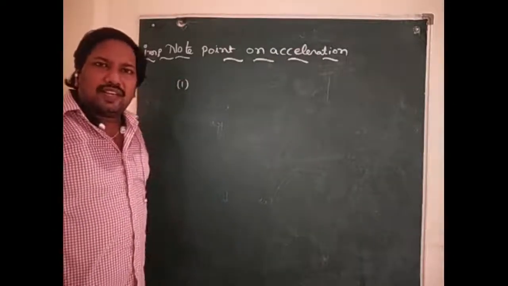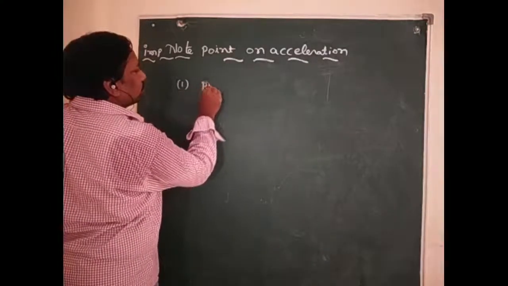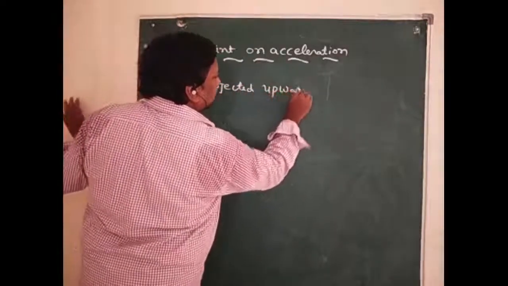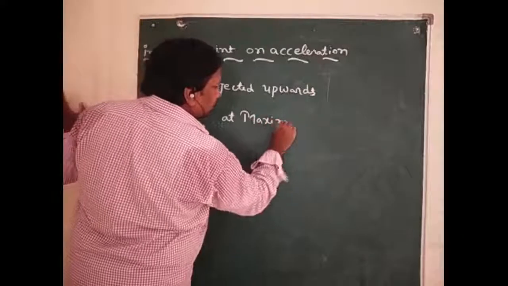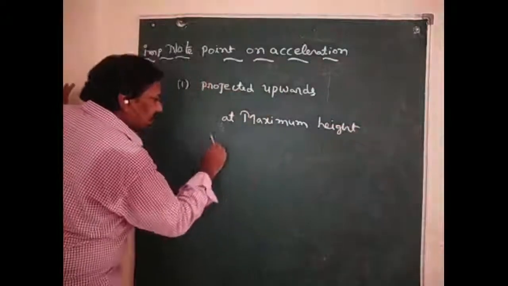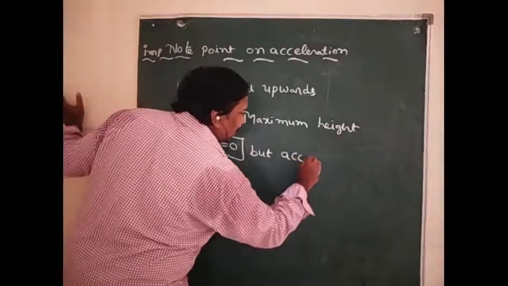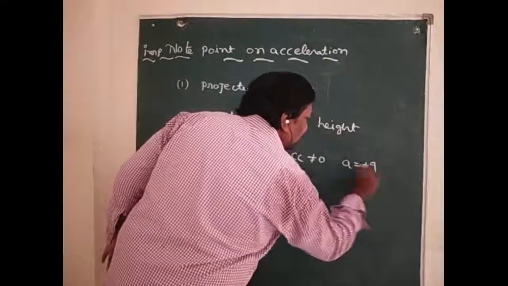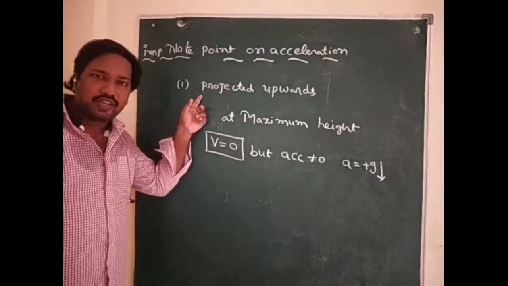So first one is, when a body is projected upwards, at a maximum height, the velocity of the particle is 0, but acceleration is not equal to 0. Its acceleration is equal to g, and its direction is downwards. So this is the case of a vertically projected body.